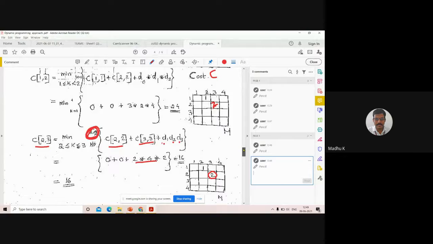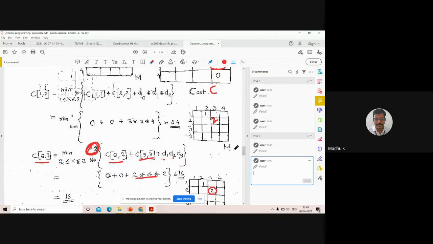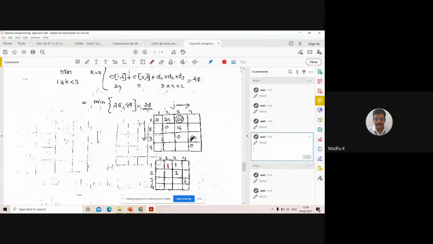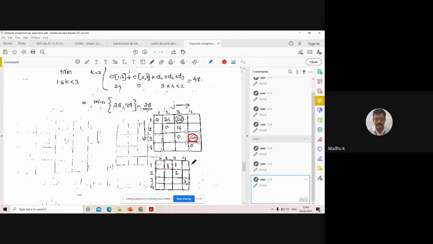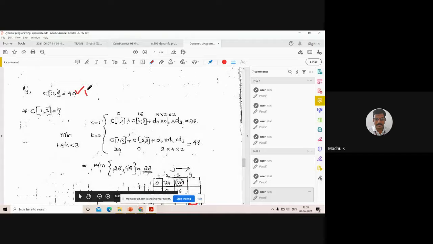Next we want to find this value C34. So C34 will be 40. Then we want to fill 40 here, and we will update here 3. Why 3? Because while solving, we may select K is equal to 3. That is the reason. So we updated there.